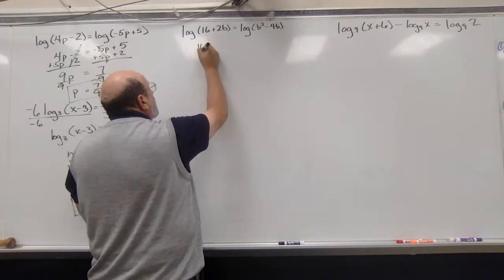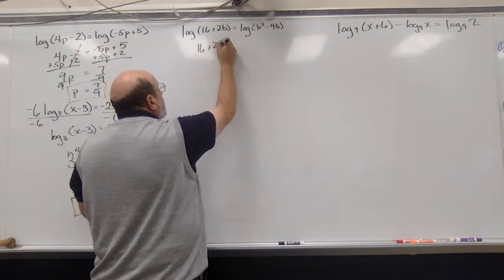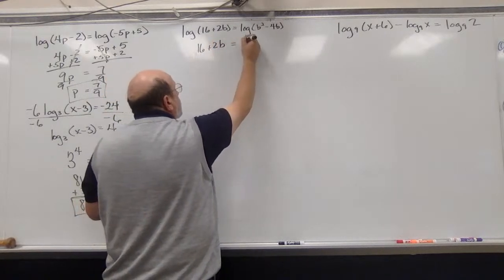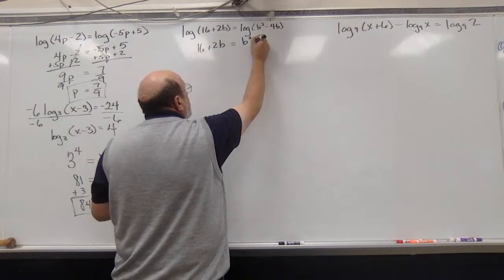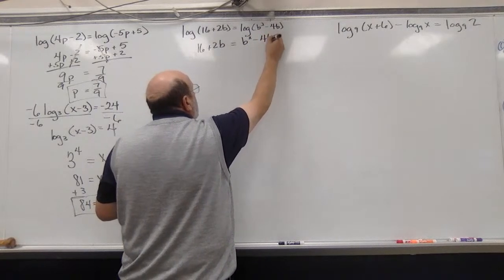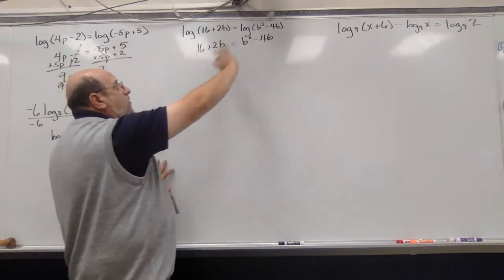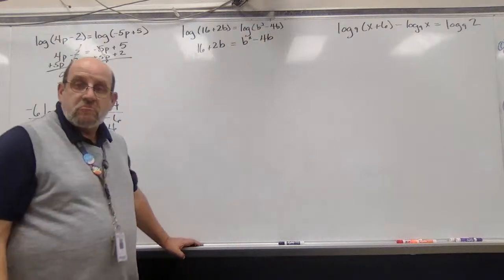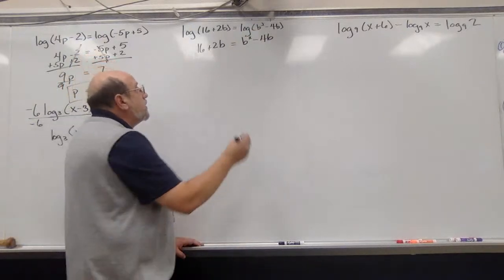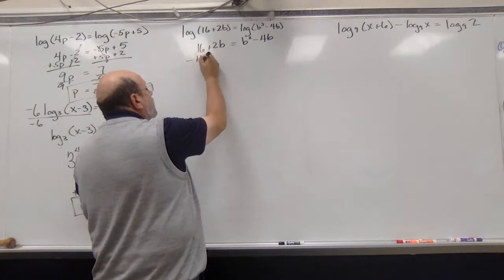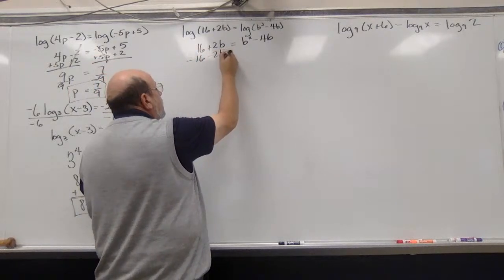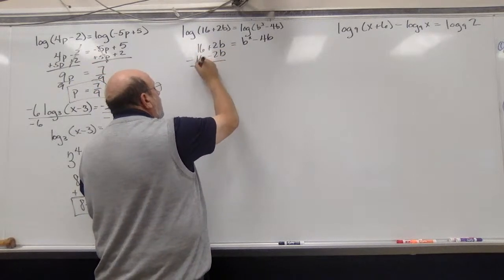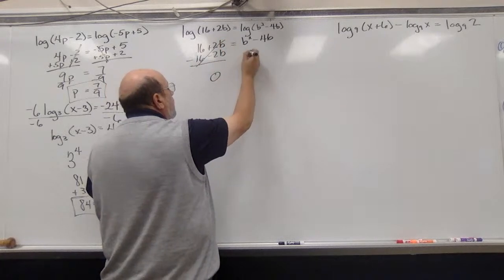So 16 plus 2b is equal to b squared minus 4b. I want everything over on this side. That's exactly what I need. So I'm going to subtract 16, subtract 2b, and what do I get over here? I get 0.